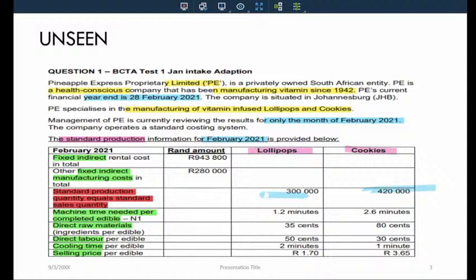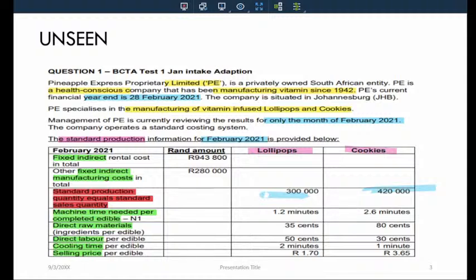P's current financial year is 28 February 2021. So we're dealing with the current financial year. So what is a financial year? It's 12 months. So meaning it started on the 1st of March 2020 to the 28th of February 2021. You should be writing that next to it, okay? Just so that it's there.